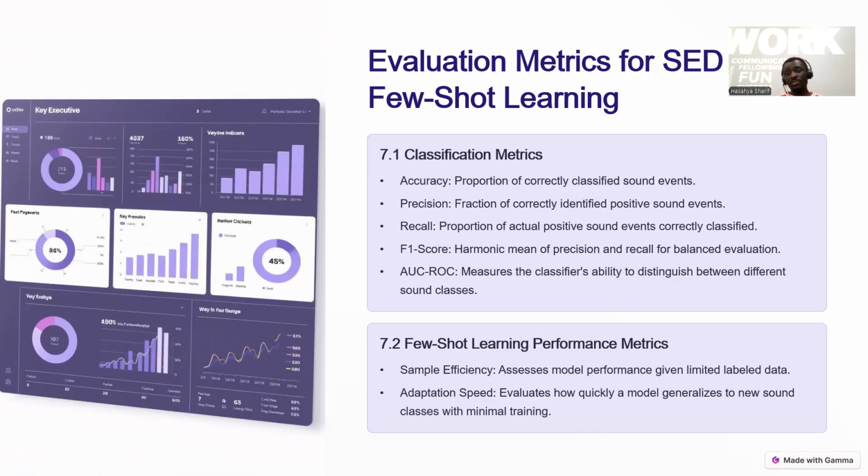And then we have the precision, which is usually the fraction of the correctly classified positive sound events. And the recall, which is the proportion of actual positive sound events which are correctly classified. These parameters are part of what we usually call the error matrix, which we sometimes use. And then we have the few-shot learning performance metrics, that is the sample efficiency: is the model able to assess performance given limited data? And can it adapt quickly, generalizing to new sounds with minimal training?